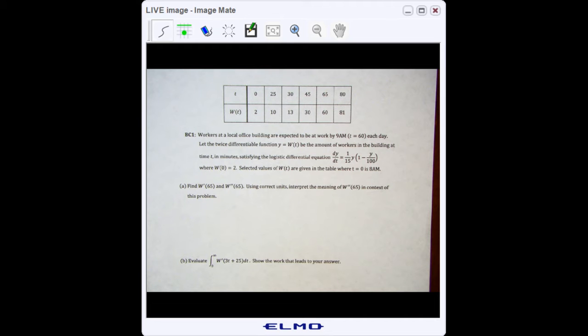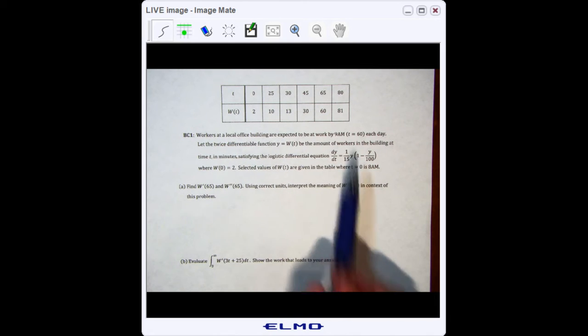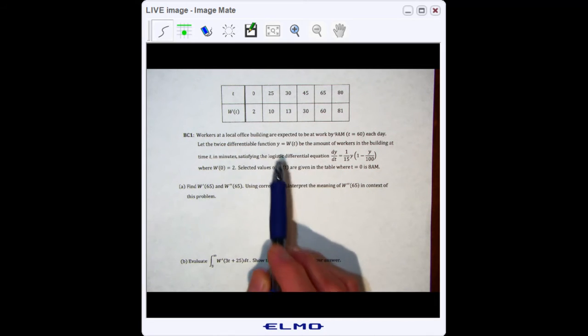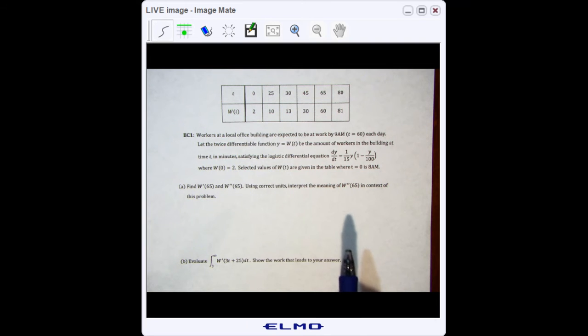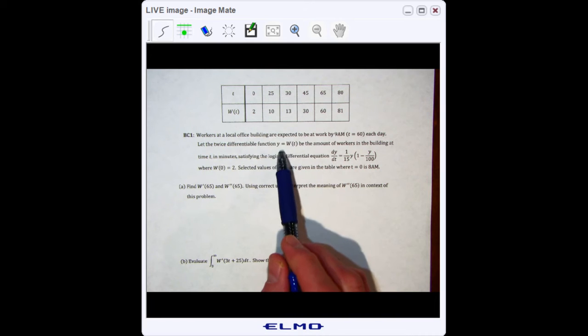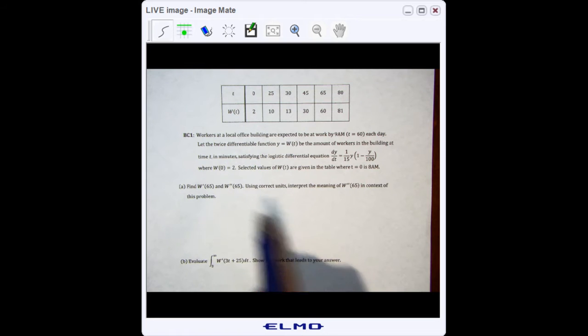Question 1 here. You're given a table of values for W, where W is the number of workers in an office building in T minutes, where T equals 0 is 8 a.m., so T equals 60 is 9 a.m. And you're given dy dt, which since Y is W of T, that's also W prime, the first derivative of W, and W of 0 is 2.